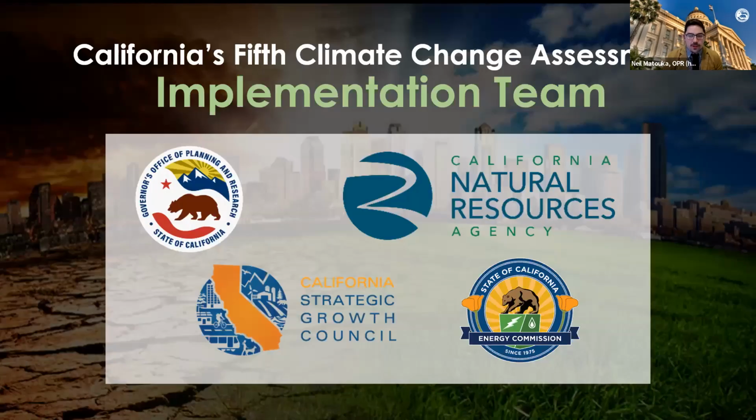With the passage of Senate Bill 1320, the Governor's Office of Planning and Research, or OPR, is the interagency coordinator of the 5th assessment in partnership with the California Natural Resources Agency, California Energy Commission, and California Strategic Growth Council. We have a dedicated team to oversee the administration and rollout of the 5th assessment and have funding to support the development of an extensive suite of cutting-edge research on climate change.